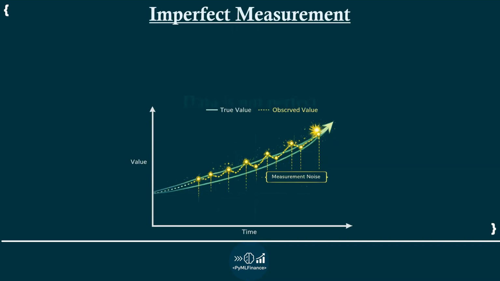Data itself is also imperfect. Economic variables are often measured with some error. Some data is revised later, and some variables are difficult to quantify precisely. These measurement issues add further variation to the data.